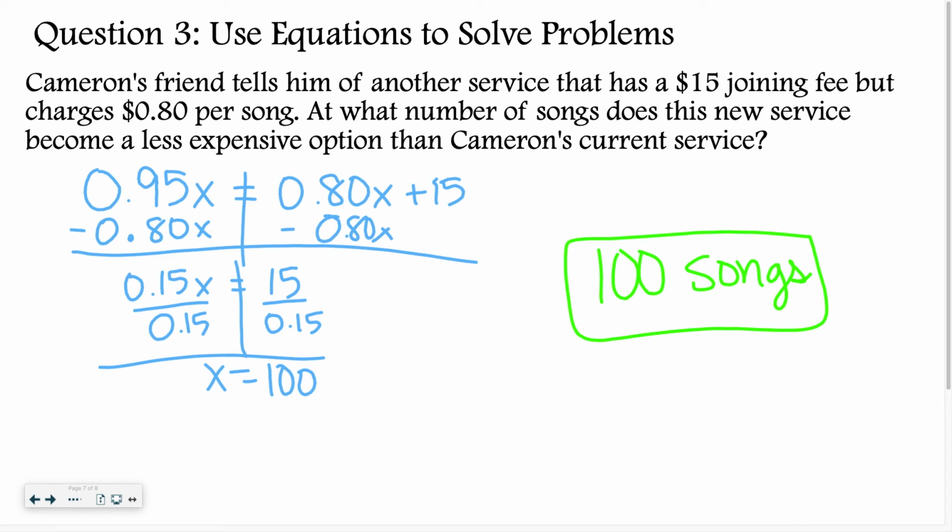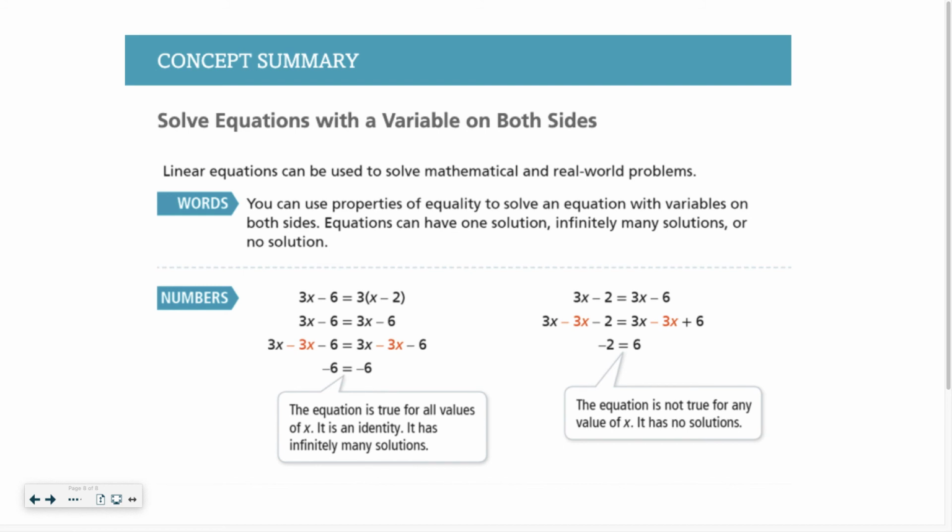Hopefully your equation that you set up looks something like what I have up here on the board. If you have questions on how I got that, please be sure to reach out for some help. But then once you finish solving that equation, you should have ended up at 100 songs. So that's when the old plan equals the same as the new plan. So if Cameron plans on purchasing more than 100 songs, he should switch to the same service that his friend is using. If you have questions about that, do not hesitate to reach out for help. I'm more than happy to assist you.